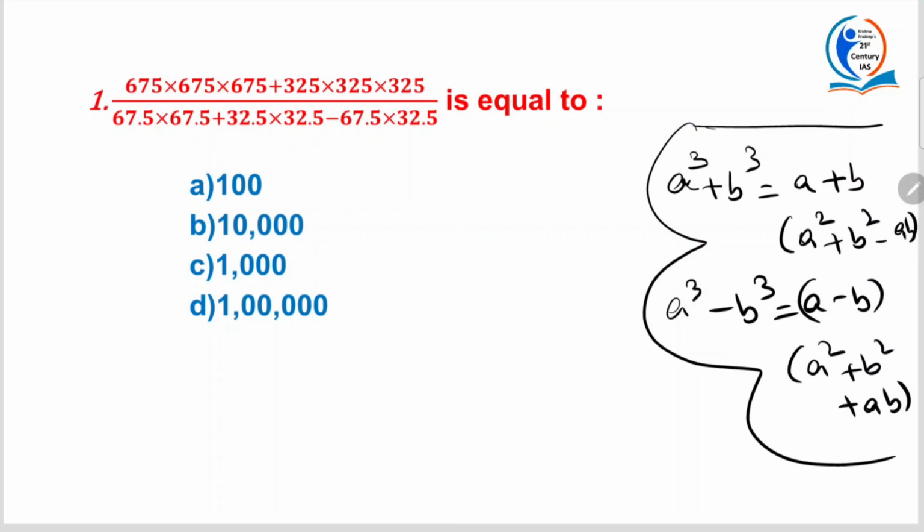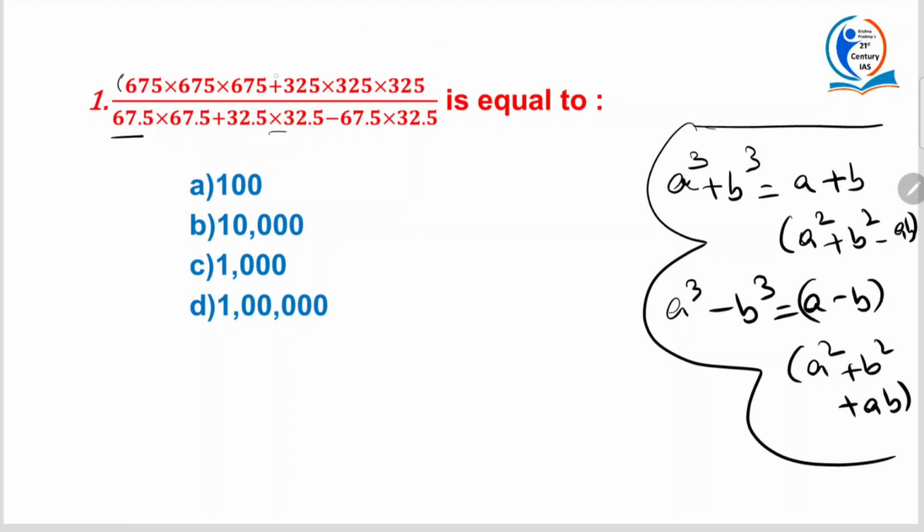So, since this is a simplification chapter, we are acquainting you with simplification tricks and formulae and everything. Indirectly, you can use this in your calculations. Fine? Okay, now here 67.5 and 675.